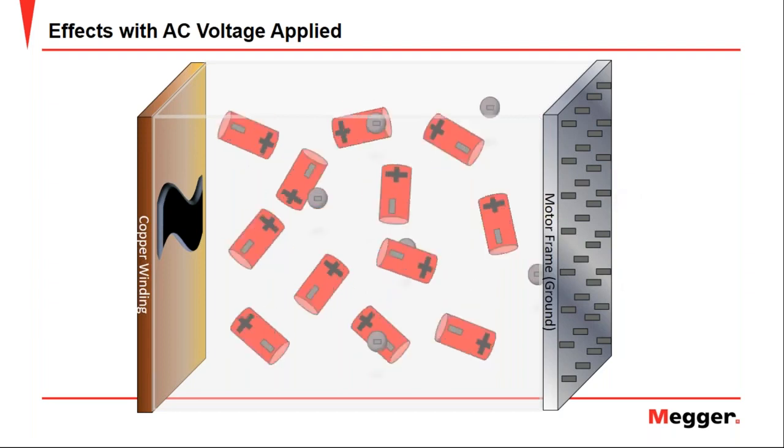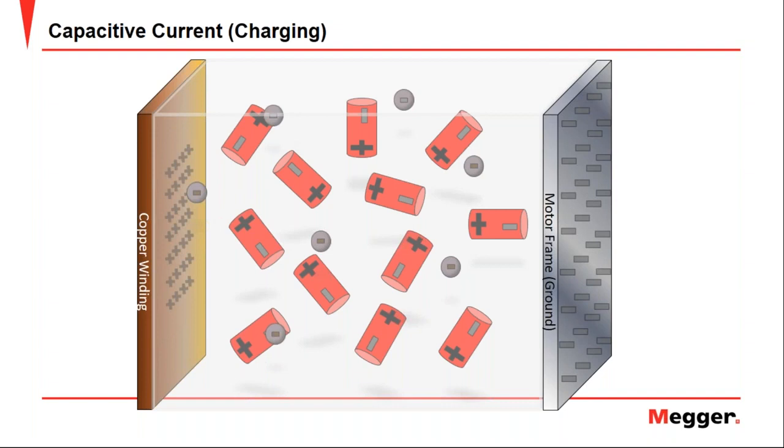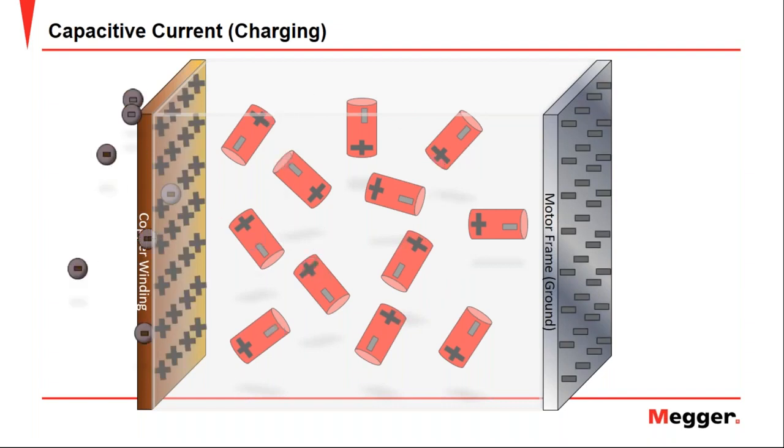Now, let's apply a DC voltage and see how it affects the electrical circuit. When we supply the motor with the DC voltage, the behavior is completely different, and we can see how immediately after applying the voltage, the first thing that happens is that the free electrons present in the insulation move quickly towards our positive pole, in this case, the winding.